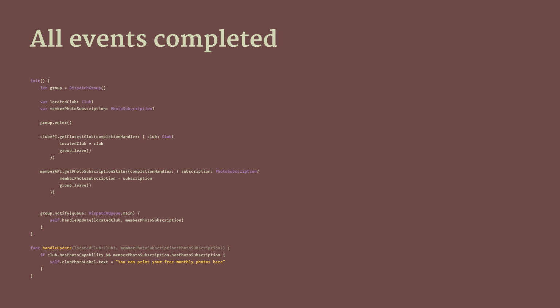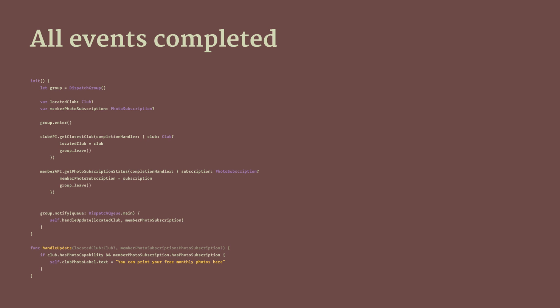Another formal relationship we can create between a couple different asynchronous events is to find out when they have all completed. So here we have a couple different asynchronous calls firing off, something to get the closest club and something to get this photo subscription status. And maybe we want to do something when both of those have completed, but not just when one of them is completed. Well, one mechanism we have to do that is Grand Central Dispatch's group notify.